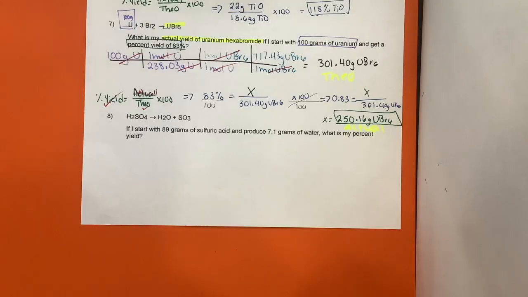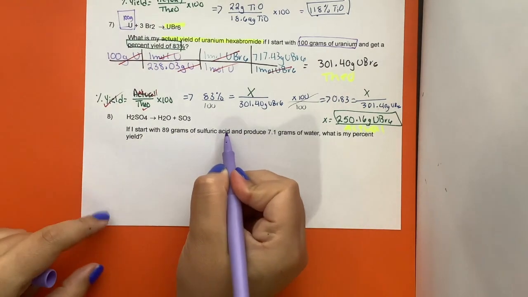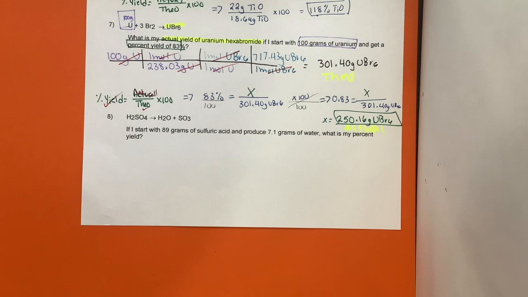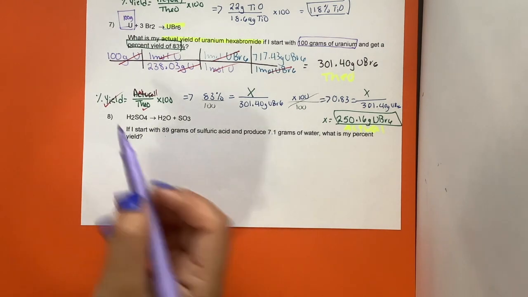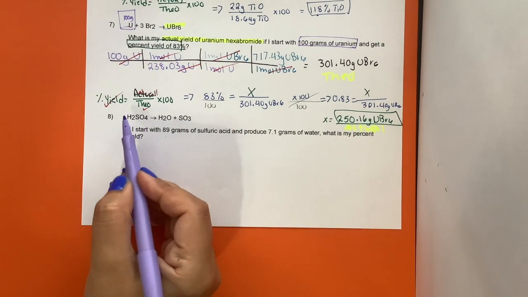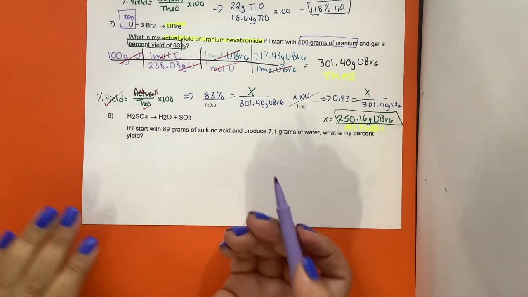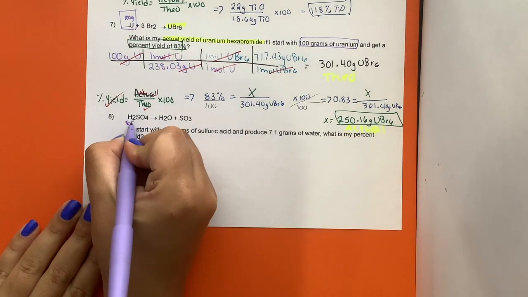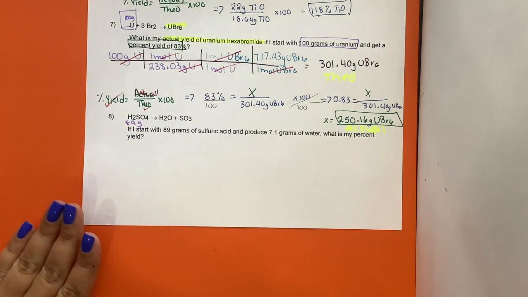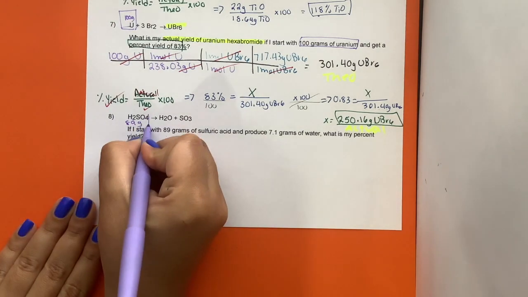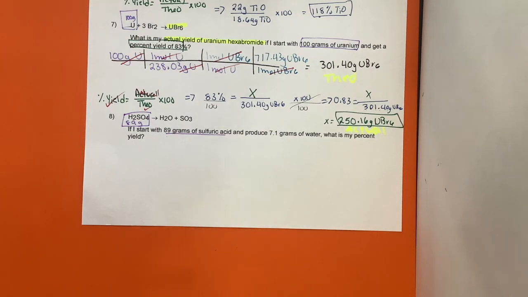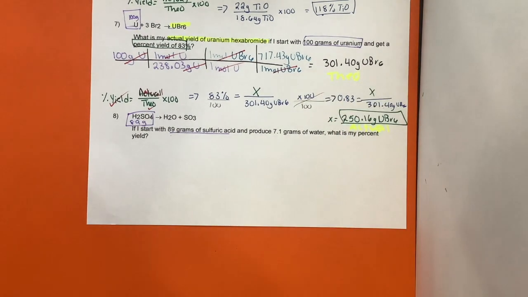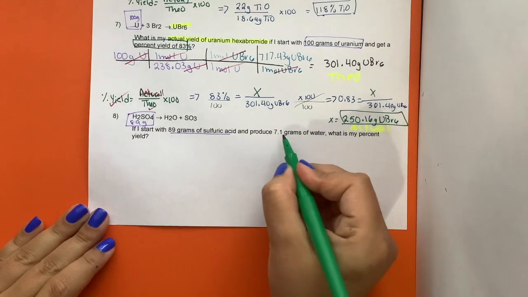And number 8, if I start with 89 grams of sulfuric acid. Okay, so we haven't done naming acids, but remember that it says if I start with, that means that it's going to be on the reactant side, and we only have one reactant. So 89 grams H2SO4, that will be sulfuric acid. So if we start with 89 grams of sulfuric acid and we produce 7.1 grams of water.